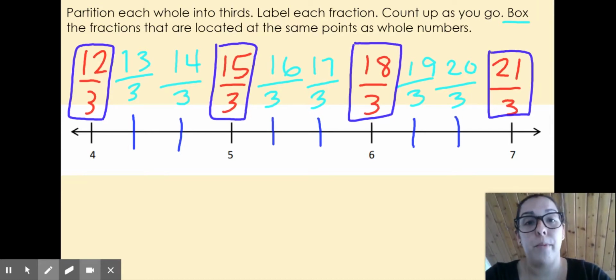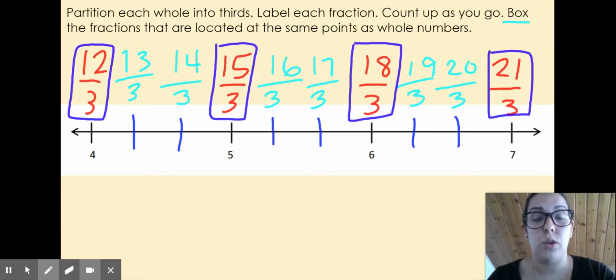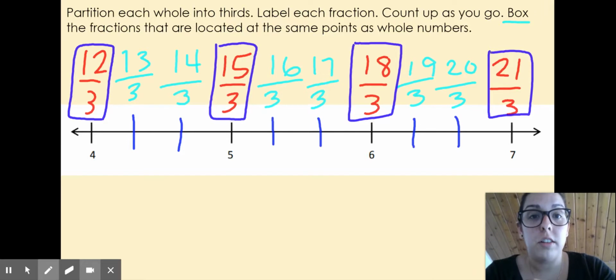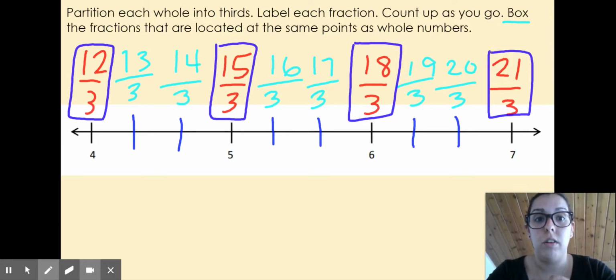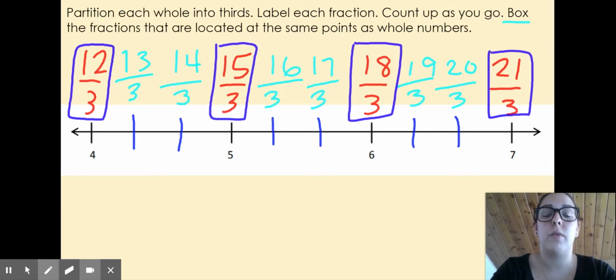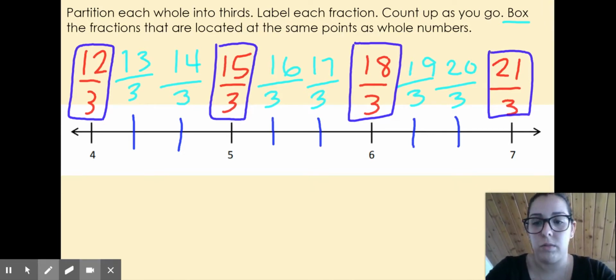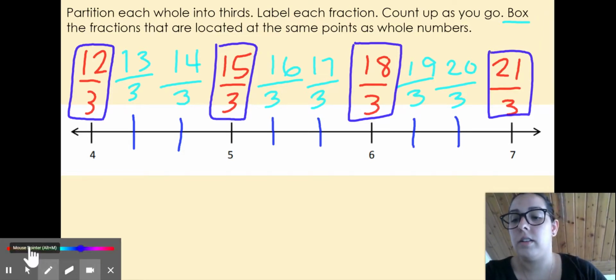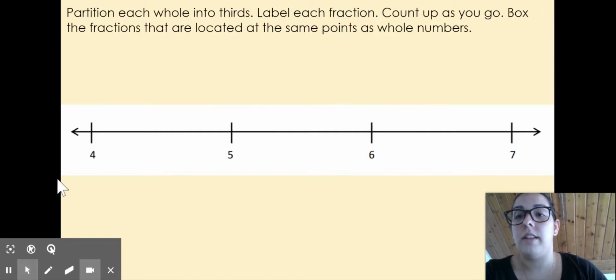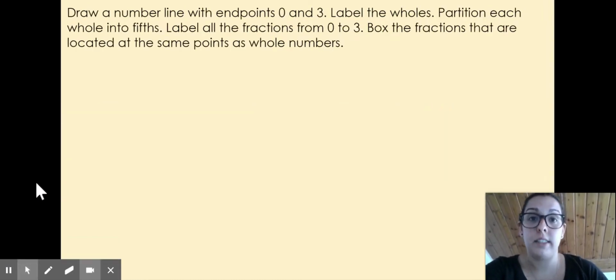Okay. It's very important that you remember that 12 thirds is equivalent to 4 wholes. 15 thirds is equivalent to 5 wholes. 18 thirds is equivalent to 6 wholes. 21 thirds is equivalent to 7 wholes. Okay, so let's continue on with our next practice. We've got one more, and then I'm going to show you your task for today.